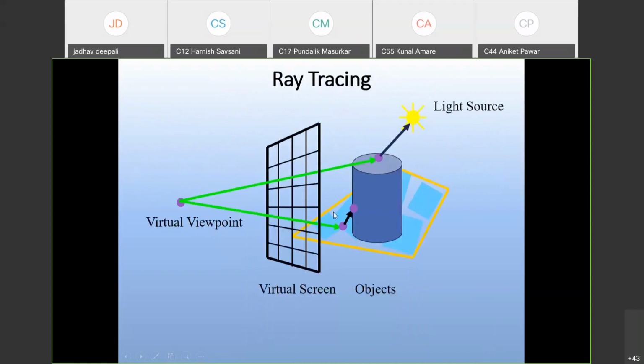That is shown here, again the same diagram. The light source is from here, and the virtual viewpoint. The rays are sent from each pixel to the object.